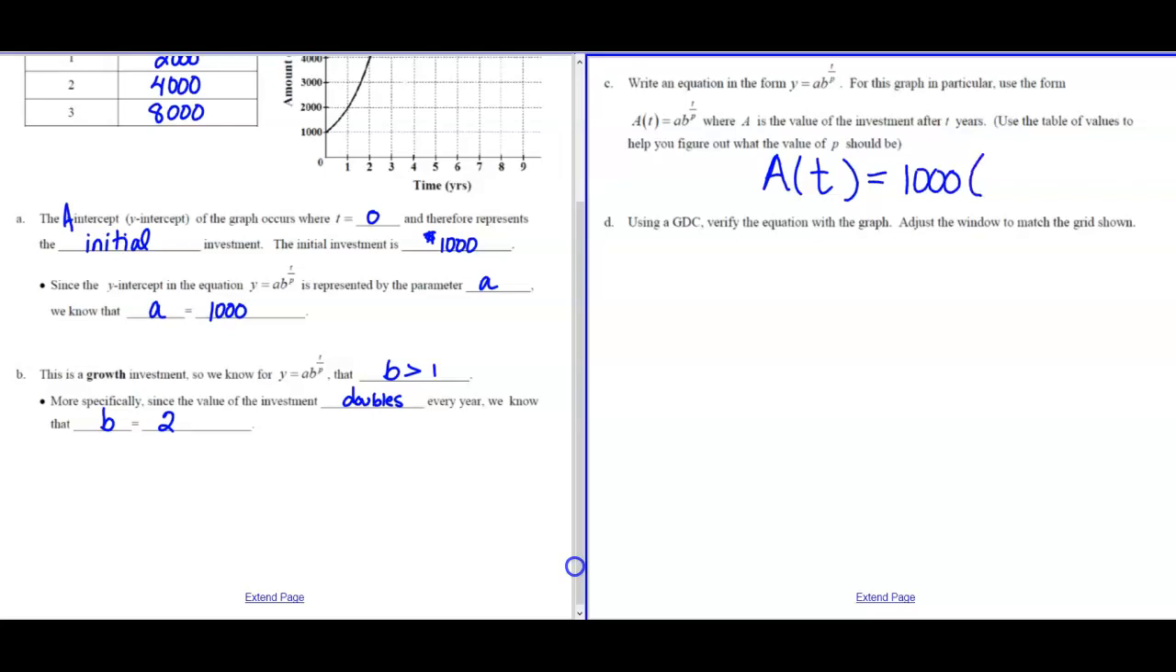Okay, and our B value is 2. Notice here, so that's time over P. P is the period. It means the doubling period or the halving period or how long it takes for the investment, in this case, to double. Well, if you look at your chart, it's every year. So t divided by 1 is just t, so you don't have to show anything else. You can check with your calculator. We're not going to check this one. We'll do some other work with our calculator in a little bit.